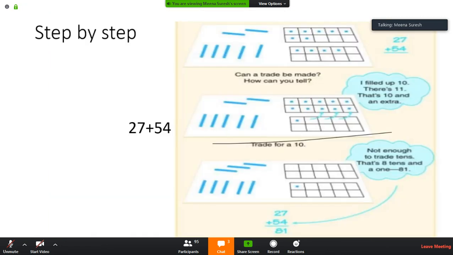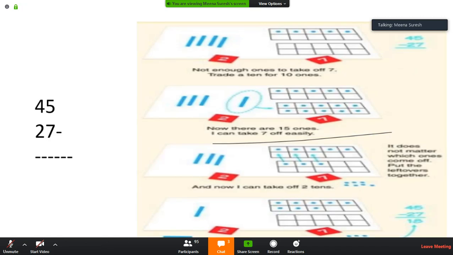Then you start using manipulatives where you do it step by step. When I want to do 27 plus 54, I know you know how to use place value blocks. You show 27, you show 54, you put them together. I think you know all this. When I want to do subtraction, 45 minus 27, I want to go through all this quickly because in 1 hour, my PowerPoint will stop now.